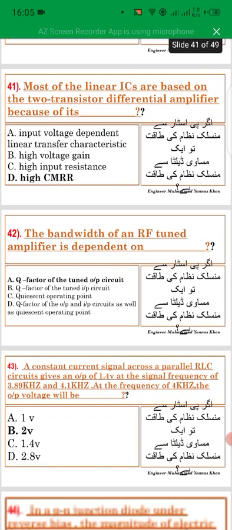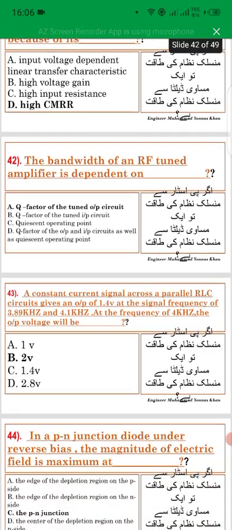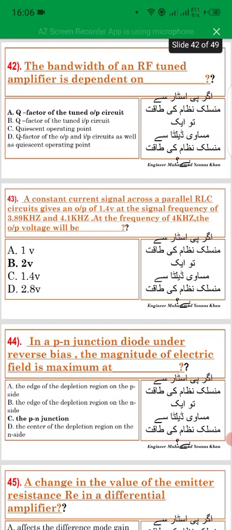Most of the linear ICs are based on the two transistor differential amplifier because of its high CMRR. The bandwidth of an RF tuned amplifier is dependent on the Q factor of the tuned output circuit.